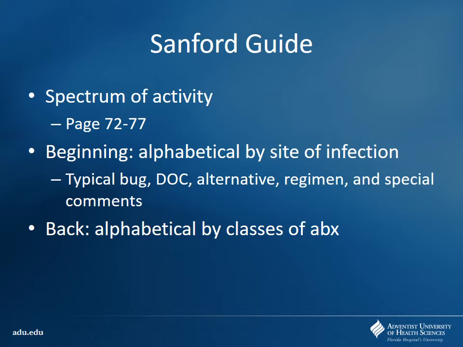They come up with a new one every single year because, as you might know, infectious disease changes all the time, right? You'll have different emerging resistant pathogens. You'll have different drugs that maybe go out of vogue, some that come into vogue. And so Sanford Guide kind of captures a lot of that stuff.